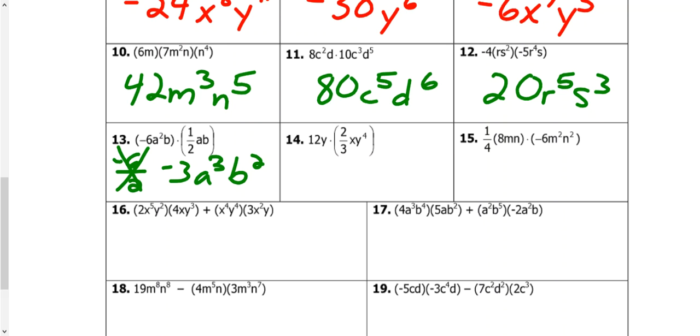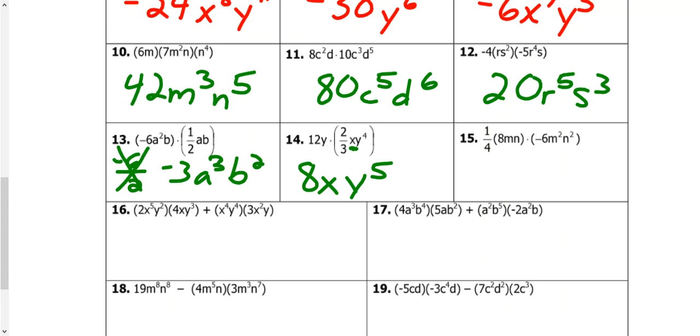For number 14, so 12 times 2/3, we multiply straight across. So 12 times 2 would be 24 over 3. 24 divided by 3 is the same thing as 8. We have that x comes before the y, so in our answer we need to have x before the y. As you can see, here's the x before the y. And then we have y to the first times y to the fourth, so that gives us y to the fifth power.